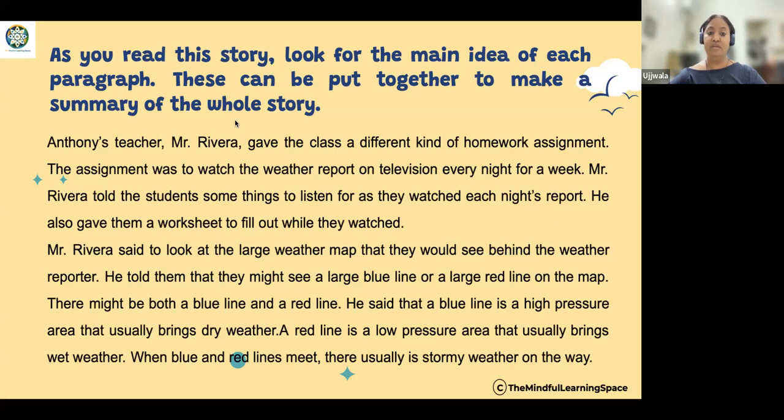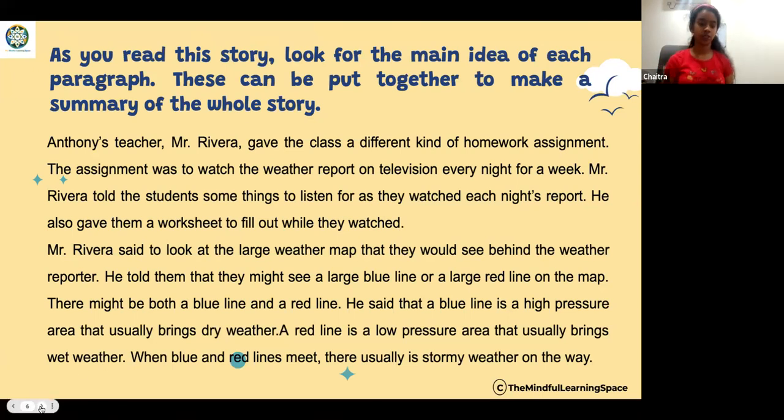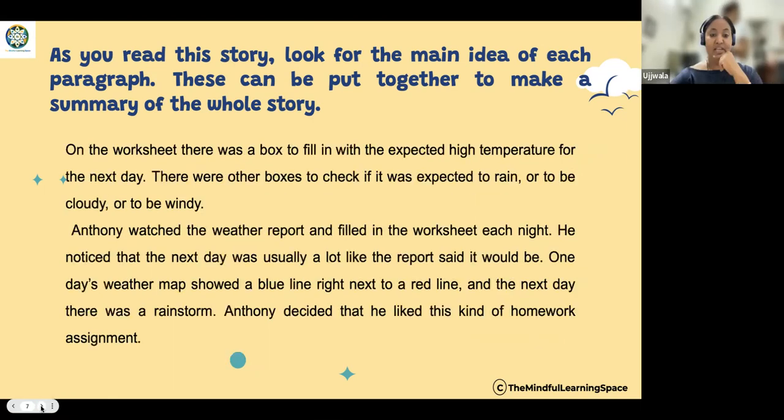Can you give me your main idea? So Mr. Rivera was talking about looking. He's telling his class to look out for the large blue line and the large red line because the blue line means high pressure, which brings dry weather. The red line is a low pressure area and brings wet weather. Okay, got it. Fine. So let's move to the next paragraph.